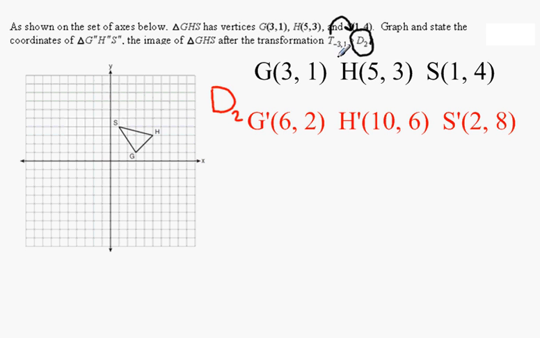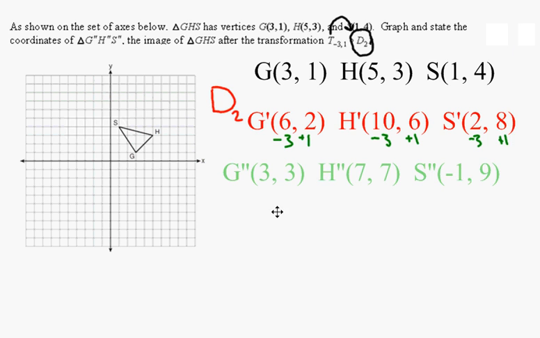So here's the rule. It's (-3, 1). What that means is we're going to subtract 3 from every x and add 1 to every y. Subtract 3 from every x, add 1 to every y. And that will give us these coordinates. So that's after a translation of (-3, 1).